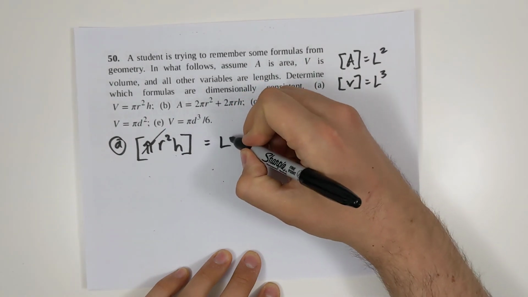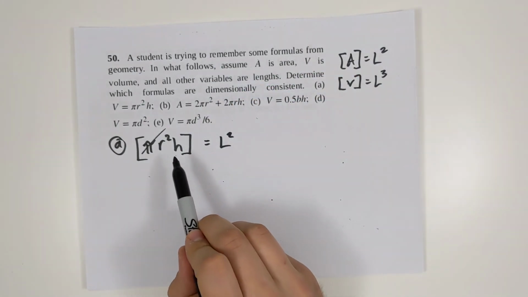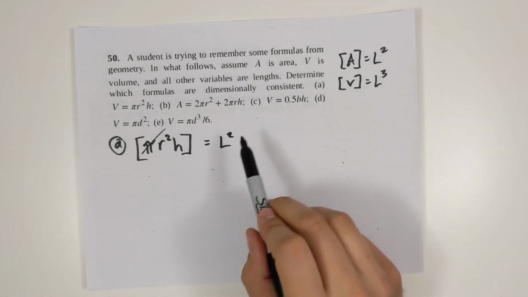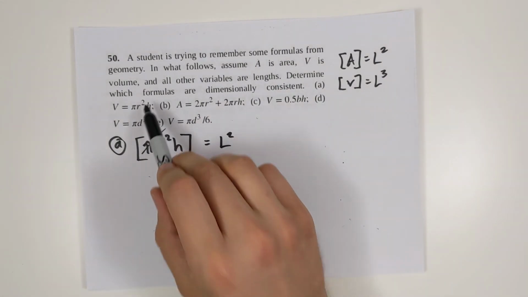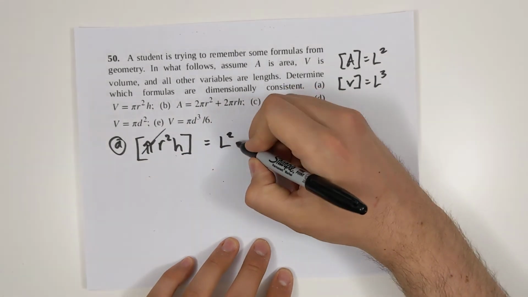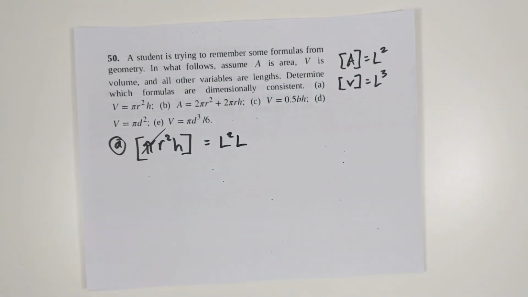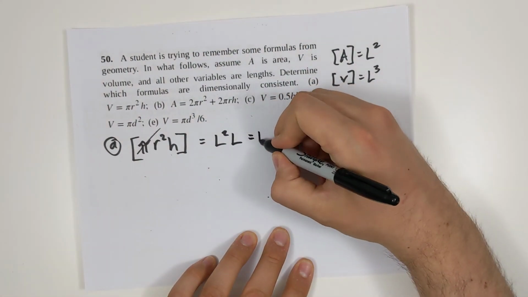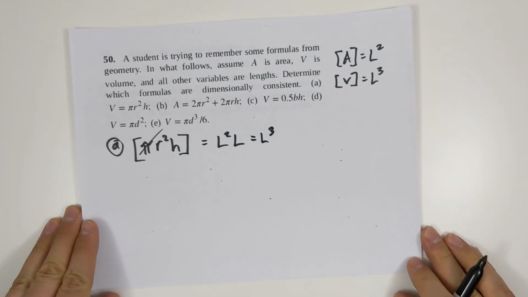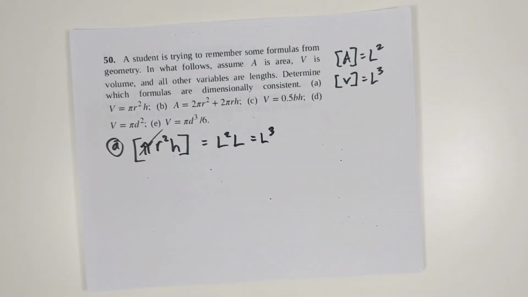So let's put that L squared, and that's going to be multiplied by h, which in this case, they don't say. Usually h is a height. So a height is just another length. And that leaves us with L cubed. And that is exactly what volume should be.